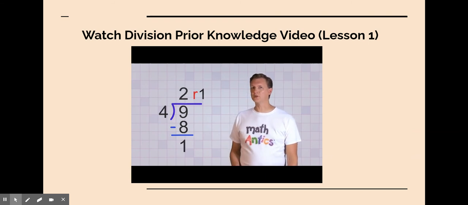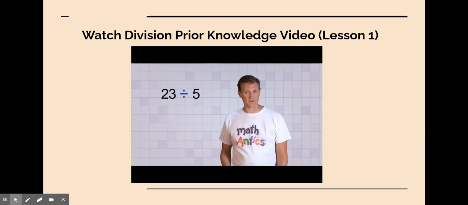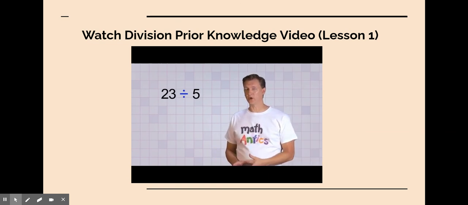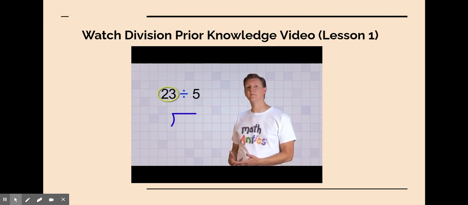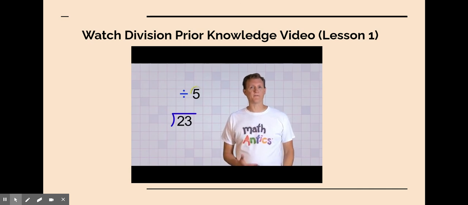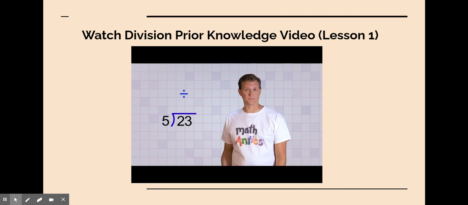Let's try a couple more so you really see how it works. Let's try 23 divided by 5. We start, as always, by making sure our problem is written correctly using our new division symbol. The 23 is what we'll be dividing up. It's our dividend. So we put it under the line, and the 5 is what we're dividing by, our divisor. So it goes out front.